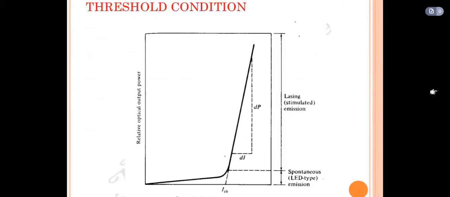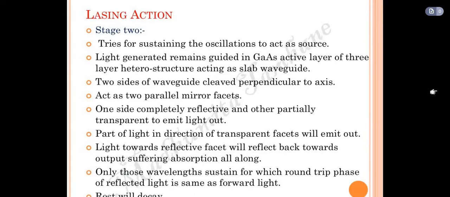We have seen the threshold condition, how it can vary, and what parameters the threshold condition depends on. That we also learned in the previous session. In today's session, mostly we are going to be concerned with stage 2. Stage 2 also we covered. What is stage 2?